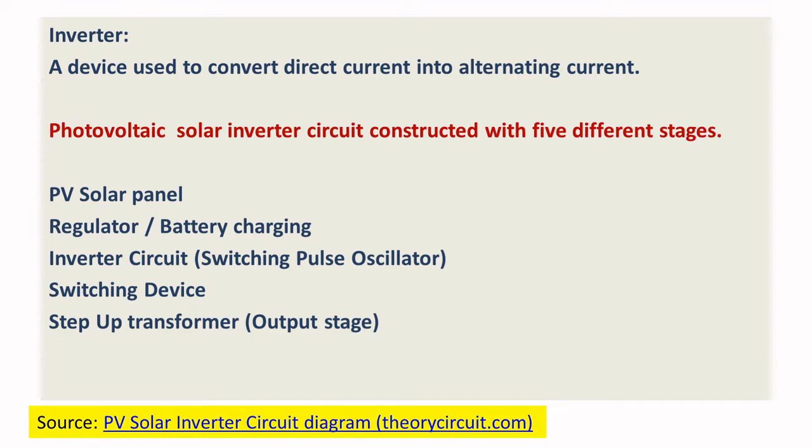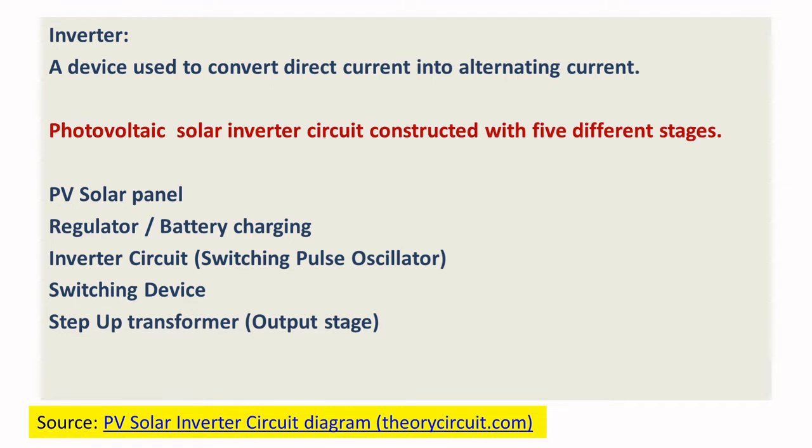That means the source energy conversion is happening here. The light energy which is falling on the solar cell is converted into electric energy. That particular energy will be stored in the battery for later purpose. The stored energy will be utilized for the inverter circuit. So this is the concept behind this photovoltaic solar inverter circuit.